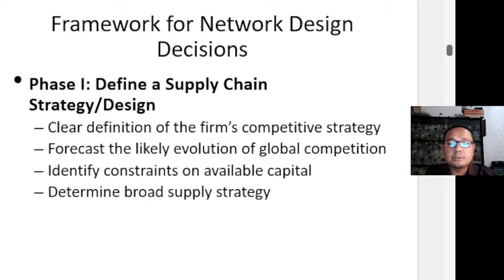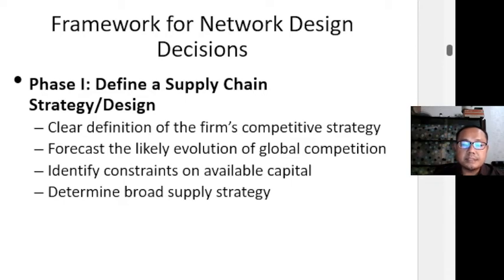So the first phase, you can see from here, starts with a clear definition of the firm's competitive strategy as the set of customer needs that the supply chain aims to satisfy. The supply chain strategy then specifies what capabilities the supply chain network must have to support the competitive strategy. Okay, so you can see in the previous chapter how the supply chain network really supports the competitive strategy. Next, the manager must forecast the likely evolution of global competition and whether a competitor in each market will be a local or global player. And then the manager must also identify constraints on available capital and whether growth will be accomplished by acquiring existing facilities, building new facilities or partnering.